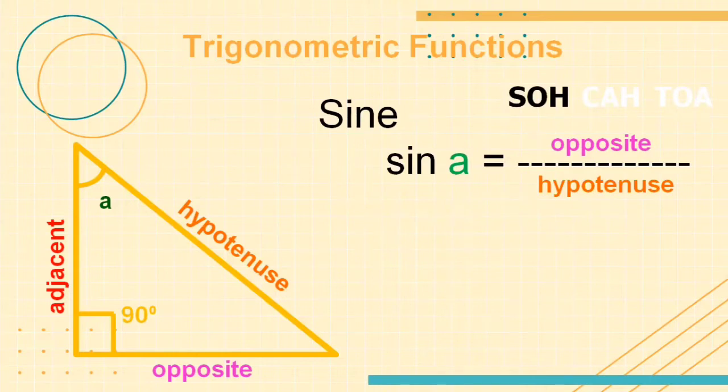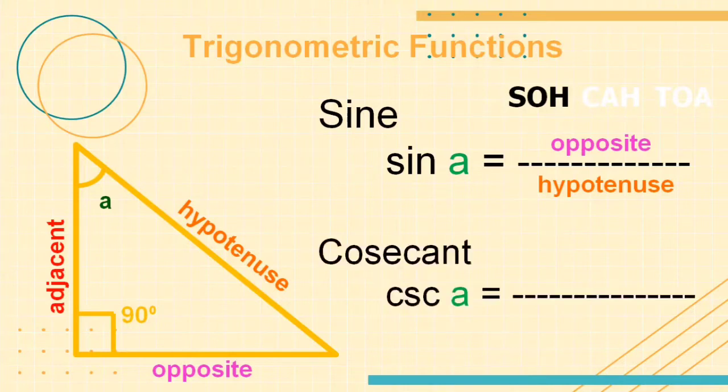Now let's recall our sine. So we know that sine is equal to opposite divided by hypotenuse. However, if we're going to get the reciprocal of sine, then we have our next trigonometric function, which is cosecant. So cosecant with respect to angle A is equal to hypotenuse divided by the opposite side.